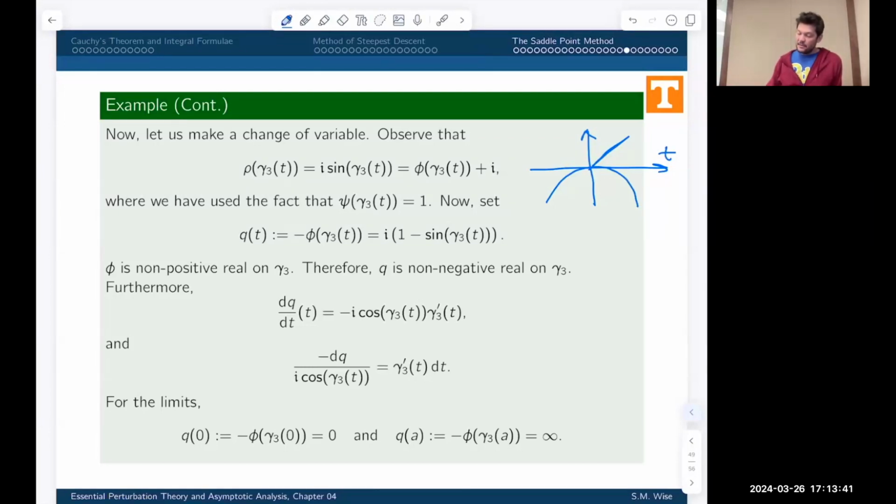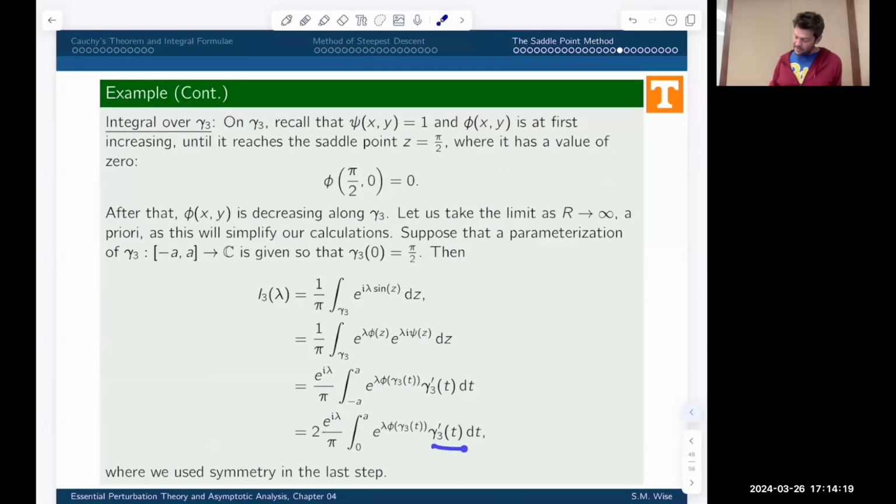Now, whenever you do a change of variables, you have to take the derivative with respect to the old variable. I'm going to need to replace dt with dq, so I'm going to take dq/dt and see what I get. dq/dt is equal to minus I cosine gamma 3 t times gamma 3 prime of t. This turns out to have a very nice structure because I'm getting a gamma 3 prime of t out, which is what I want. I'm going to move the dt over and hug this gamma 3 prime of t. Notice that's exactly what I want to replace in my integration. That's why I'm doing this trick this way.